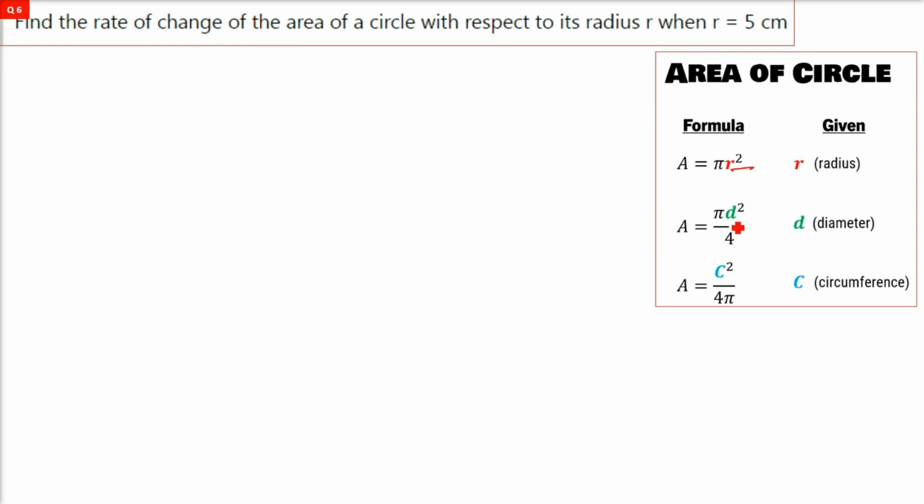If the radius, diameter, or circumference is given, there are different ways in which we can represent the area. But we'll go ahead with pi r square only. So area is pi r square. The rate of change of area with respect to radius is dA by dr, which is going to be 2 pi r. The area changes to the circumference. It's fascinating, no? When you differentiate it.